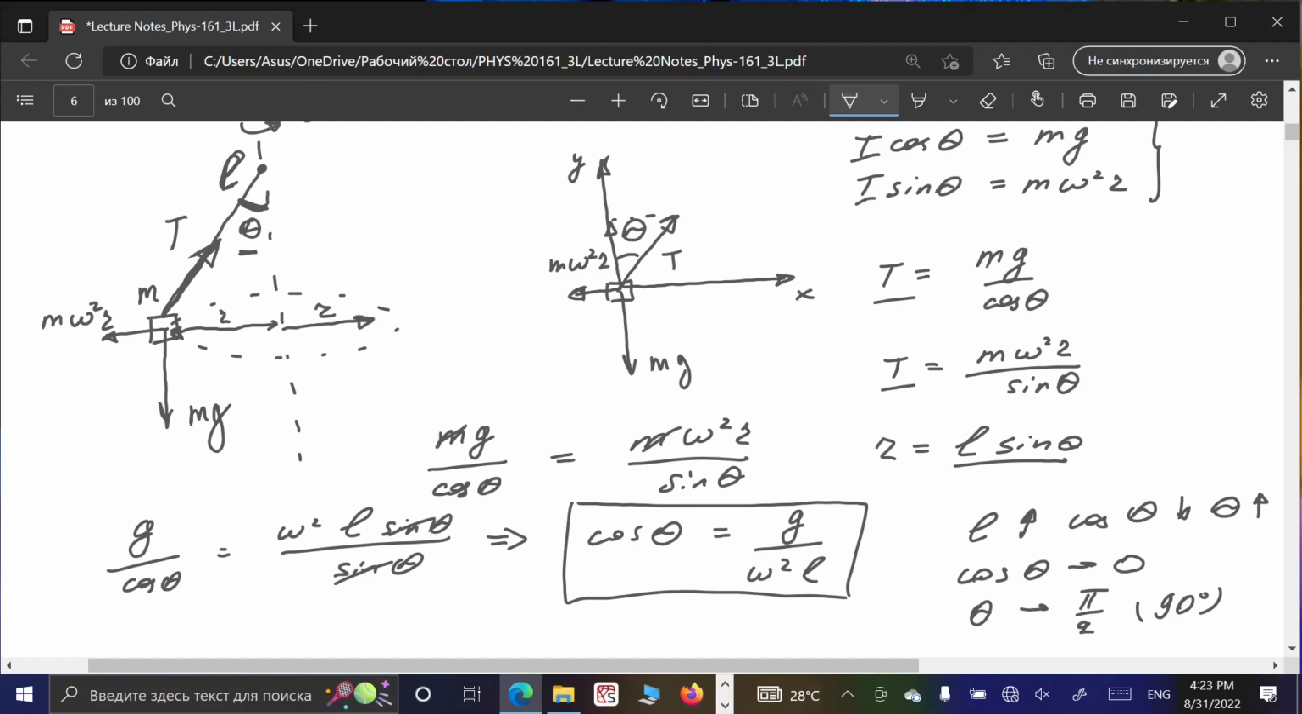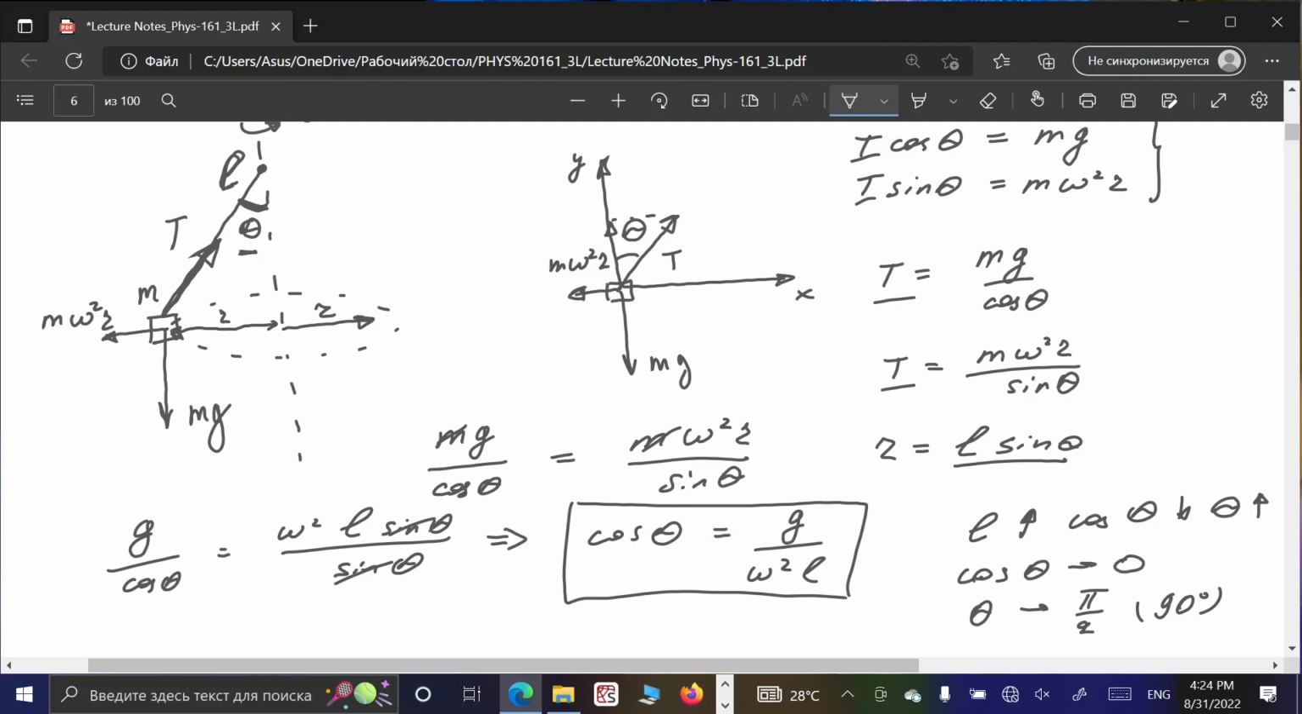So now the question is, any suggestions what could be a limiting factor for this to happen, that it goes to 90 degrees? Like the force the string can hold. Oh, what? Yeah. I'm assuming at some point the string can just break. Yeah, you are right. So that is a property of the material.